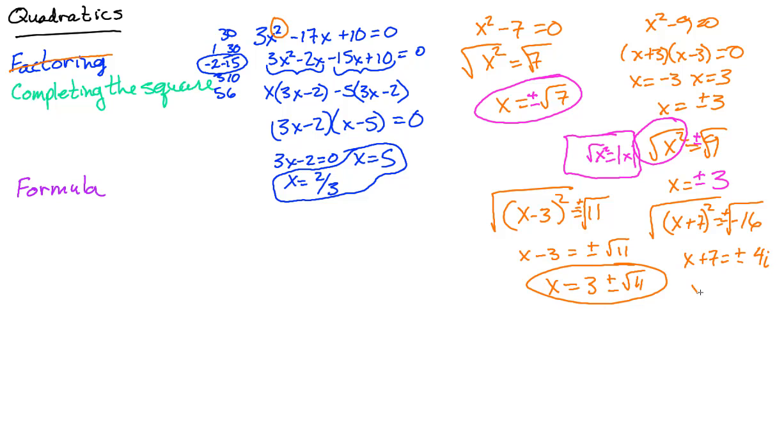And subtract 7 from both sides. We subtract 7 and subtract 7, and we get -7 plus or minus 4i. You'll notice they come in conjugate pairs, -7 plus 4i and -7 minus 4i. That will always occur because the plus or minus is always on the square root.